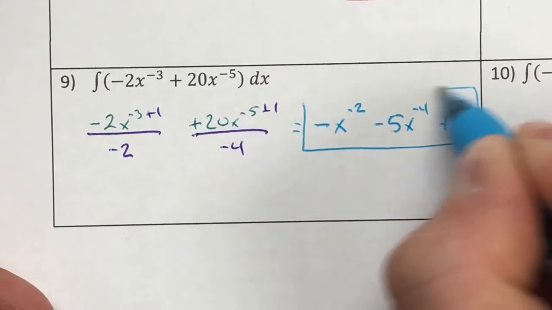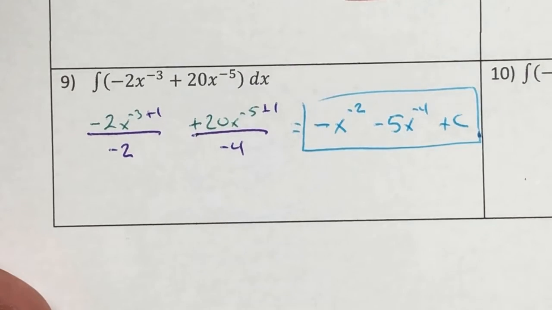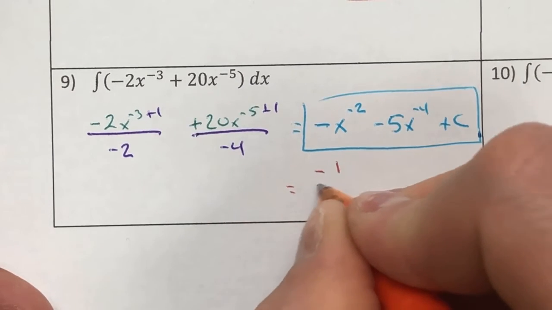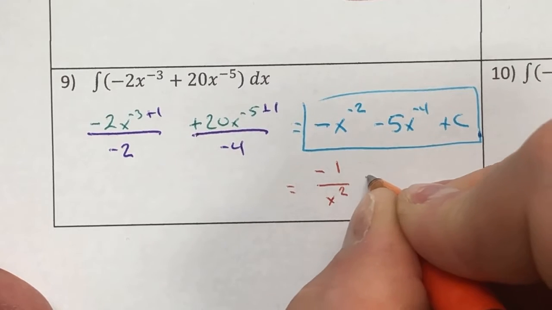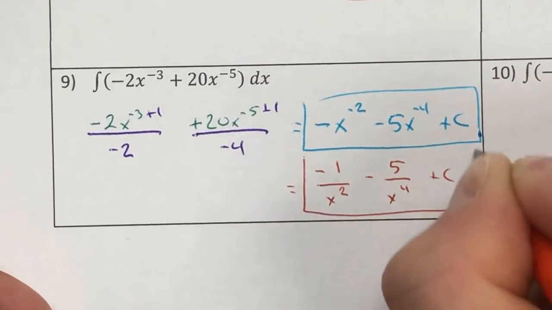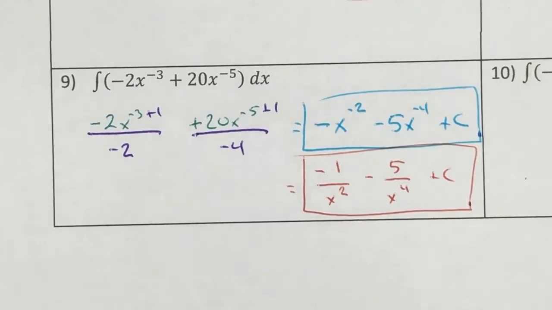This would be our final answer if we were allowed to list it in whatever format. Or if we wanted to list it in standard form, what we could do is say negative 1 over x squared minus 5 over x to the 4th plus c. There we go.